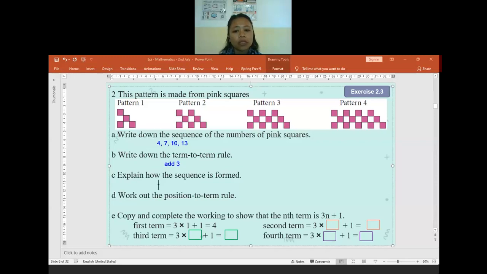And then now explain how the sequence is formed. Anyone want to help me? Yeah, like yesterday. But not only writing just like yesterday. So what is question C? Explain how the sequence is formed. Yes, correct. There are 4 boxes in the first pattern, and then we need to add another 3 boxes to get the next pattern. Okay, good job. Is there anyone confused?